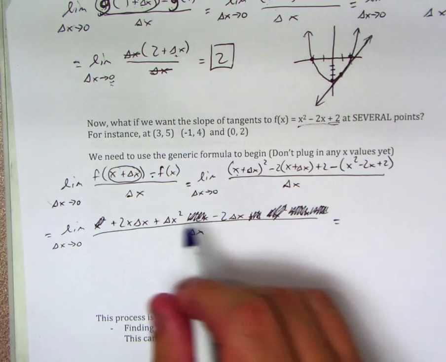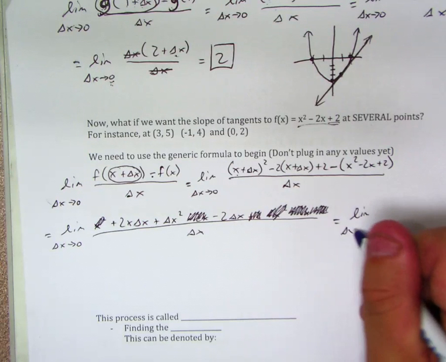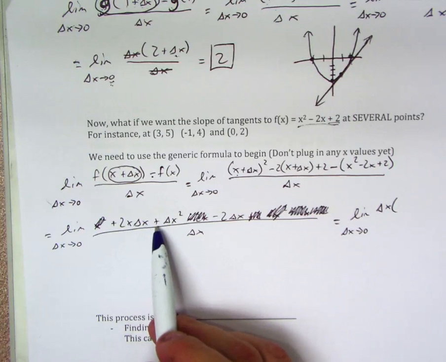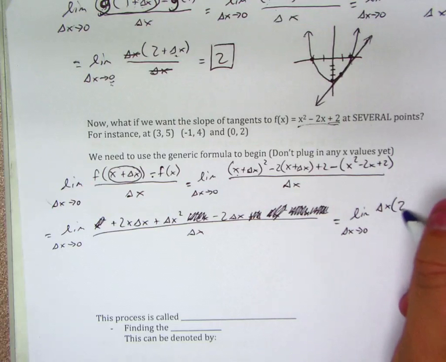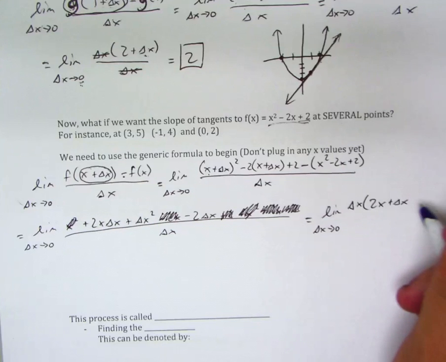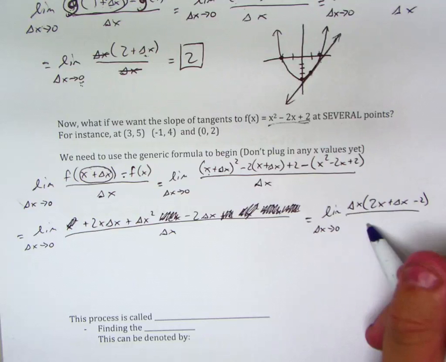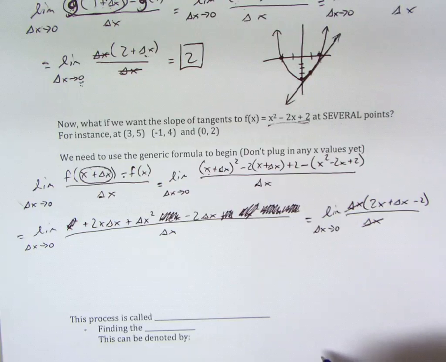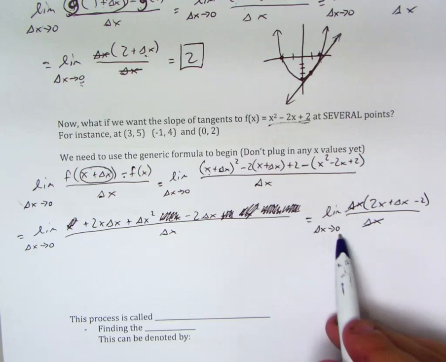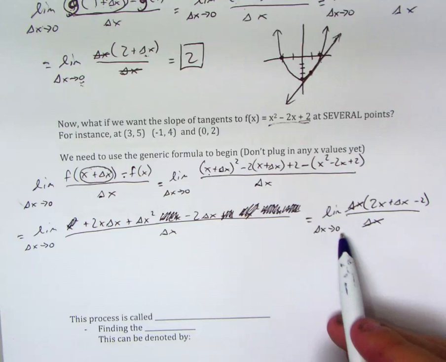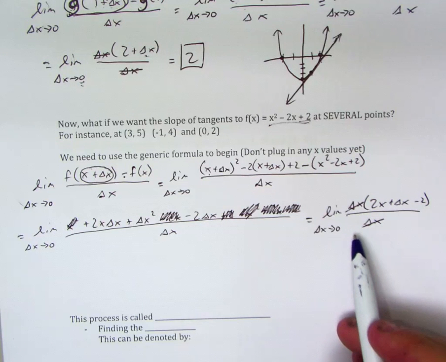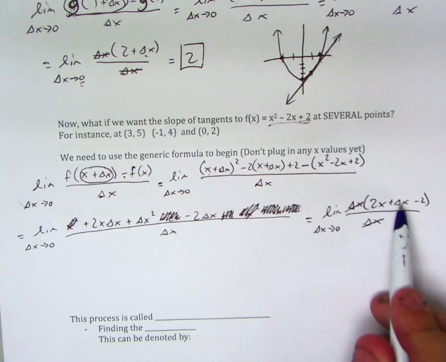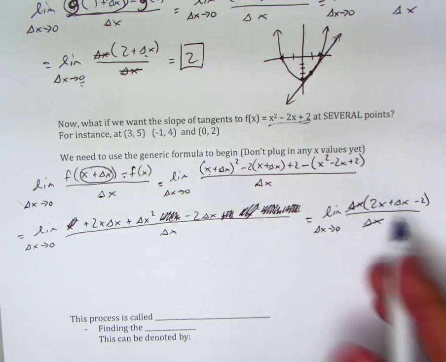So we're going to factor a delta x out of the numerator, so limit, as delta x approaches 0. Let's factor a delta x out, so we have 2x plus delta x minus 2, over delta x. The delta x's cancel. And now when we plug 0 in, look what happens. In the other problems, when we plugged the 0 in, we would get a numeric value because we were looking for the slope of the tangent line at a point. What we're doing now, look at what happens when we plug 0 in. When I plug 0 in for delta x, we get 2x minus 2.